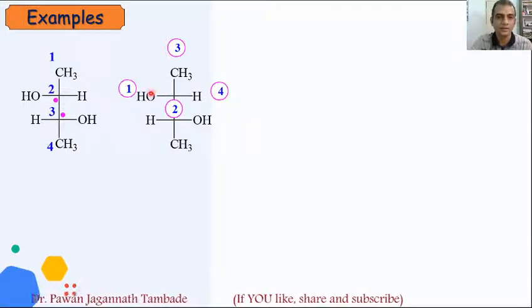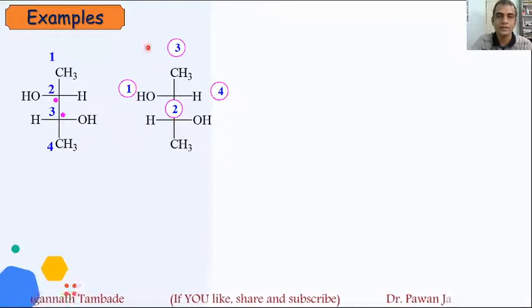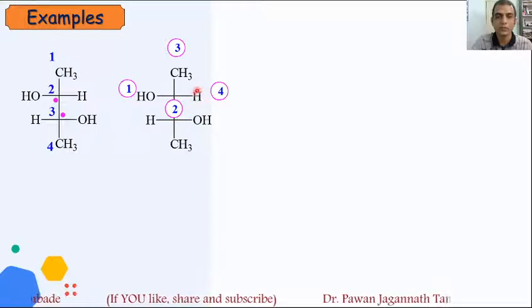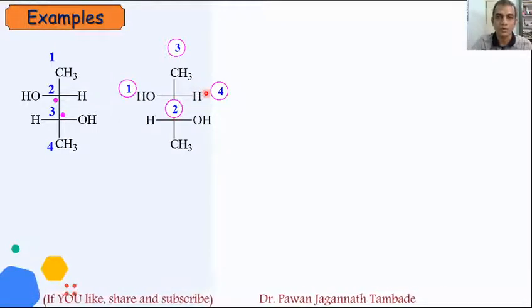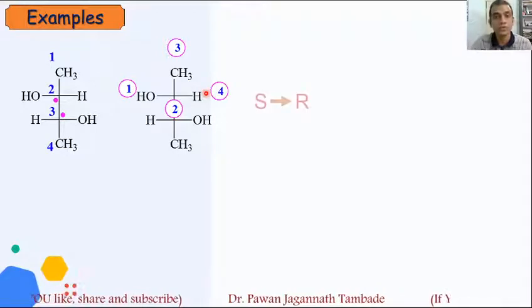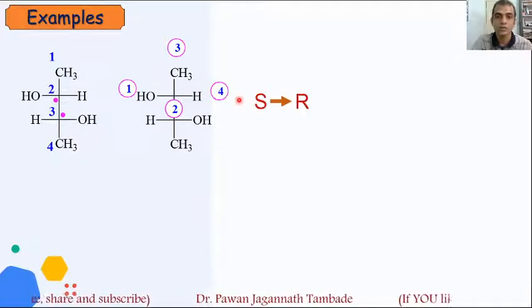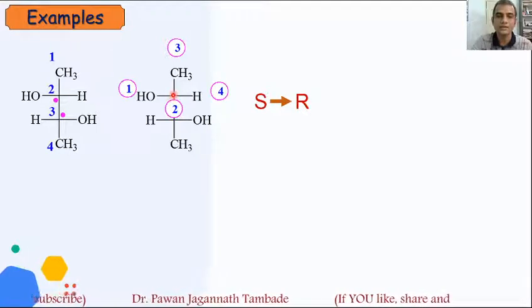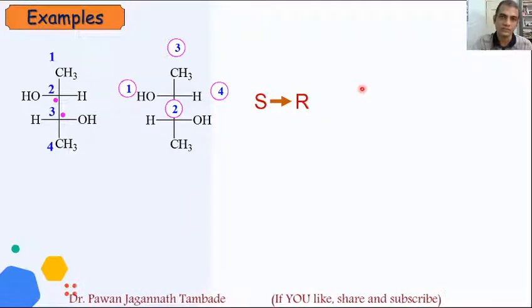And if you look at 1, 2, 3, then it is in anti-clockwise manner, that is S. But if you look at position of hydrogen, this hydrogen is present towards the observer, and thus we need to use opposite rule, and so S becomes R. The configuration of second carbon atom in this molecule is R configuration.